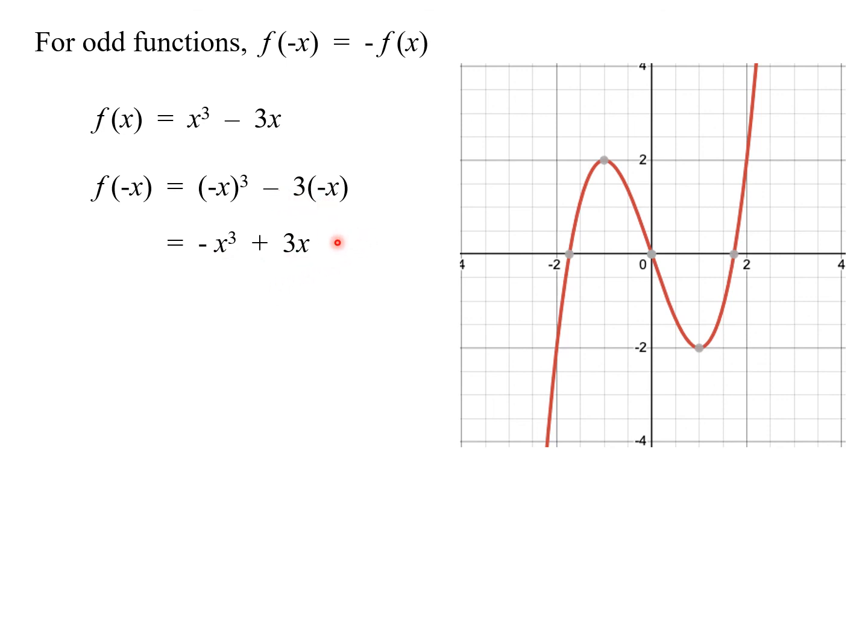Now I'm going to factor out a negative 1 from each term. Then we get this, which if you distribute that negative 1 back through, you'll see that you end up with this, so that works. But notice that x cubed minus 3x is the original function. So f of negative x is equal to negative f of x. And that satisfies the property of odd functions.